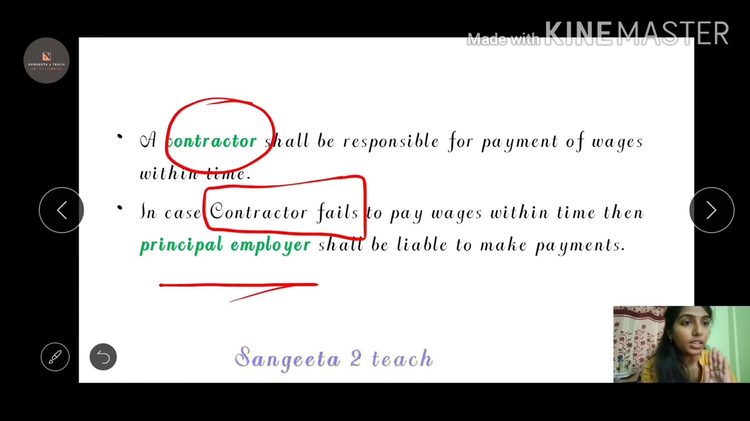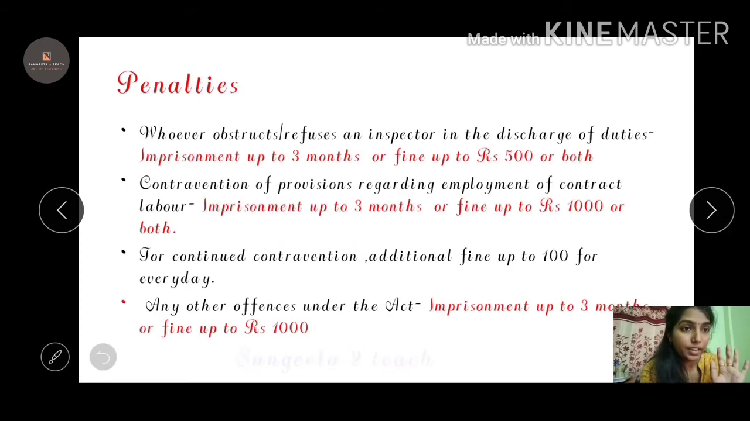Okay, simple. The contractor will pay the wages at the right time. If he is unable to pay the wages, the principal employer will pay. He is liable to pay. Okay, coming to the penalties.